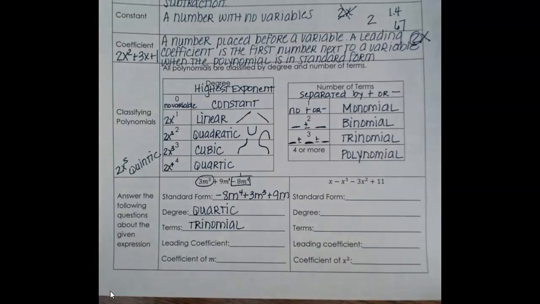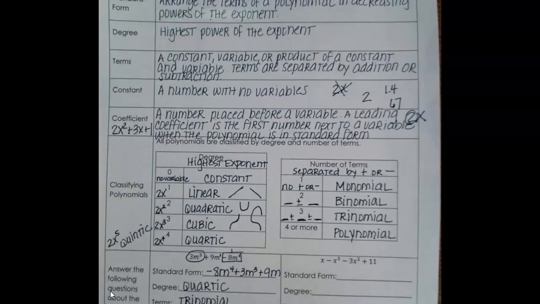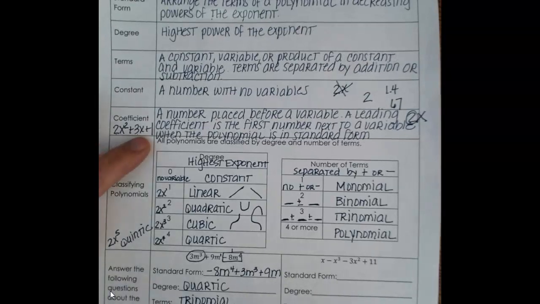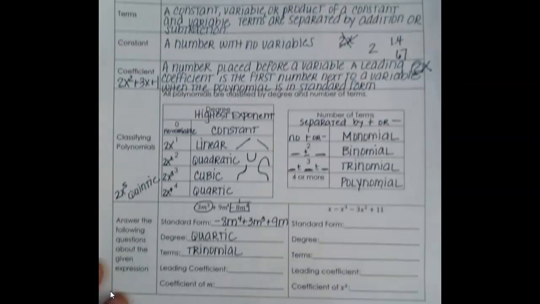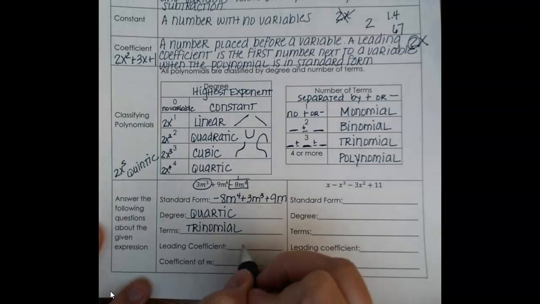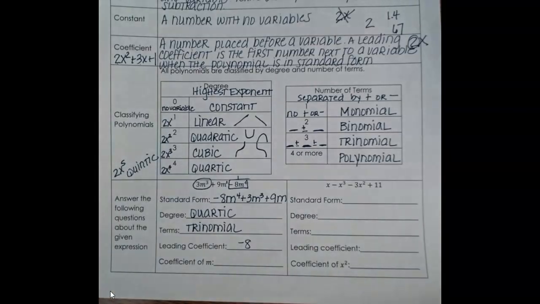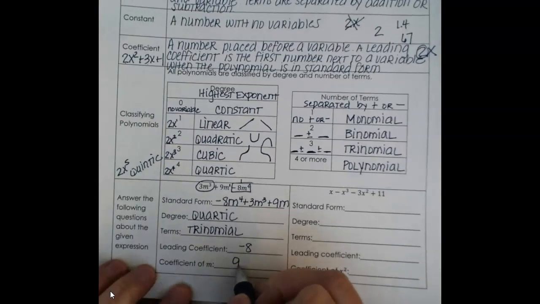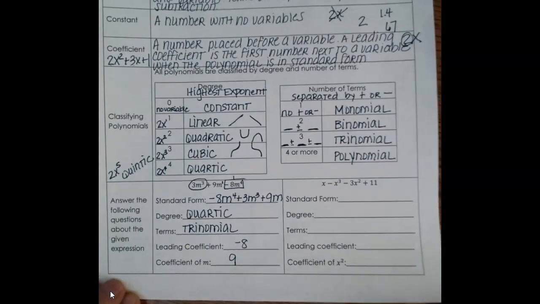The leading coefficient, remember, is the number at the very front when the polynomial is in standard form. We know we put our polynomial in standard form, and so the number up front is negative 8. So my leading coefficient is negative 8. Then my last question, what is the coefficient of m? So I have m to the 4th, m cubed, and just m. It doesn't say m to the 4th or m cubed. It just says m, so a coefficient is the number in front of the m, which in this case is 9.